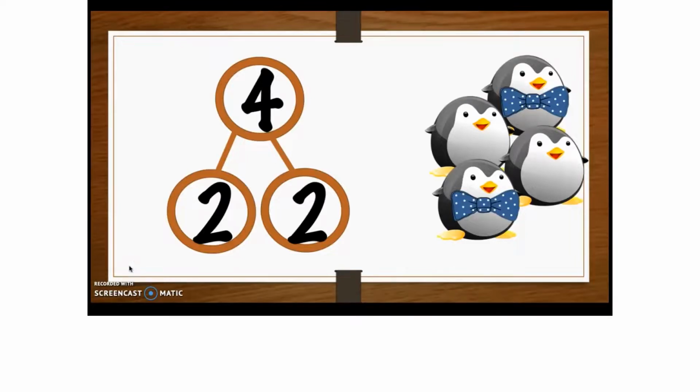Now, did you see how I filled in my number bond? I have a question for you. Why did I put 2s as both of the parts? Ooh, good. Yeah, 2 had bow ties and 2 did not. How come 4 went in the whole amount?